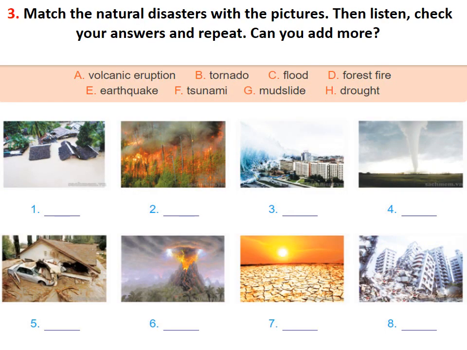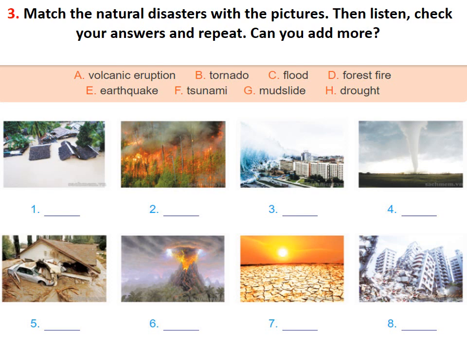Now we will do task 3. Match the natural disasters with the pictures. Then listen, check your answers and repeat. Can you add more? Now there are 8 words here. They are natural disasters. Look at the pictures and fill the words into the right numbers. I give you 3 minutes in this task because I think this task is very easy for you. Write down your answers into your notebook first. After that, we will check the answers together.